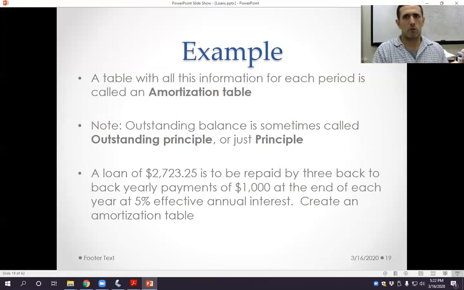Just create an amortization table. So I'm going to run through this with you guys. Again, rather than just plug and chug into formulas, which is not useless, it's very important to understand what's going on. It's very practical to understand how your loan payments work, how your student loan payments work, how your home mortgage works.